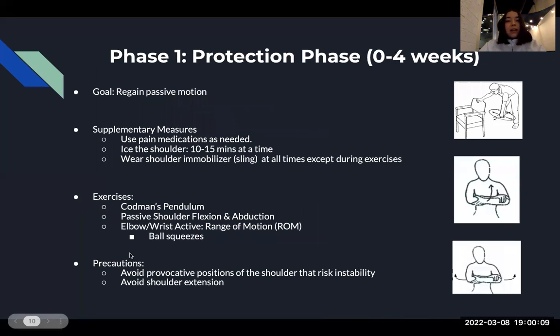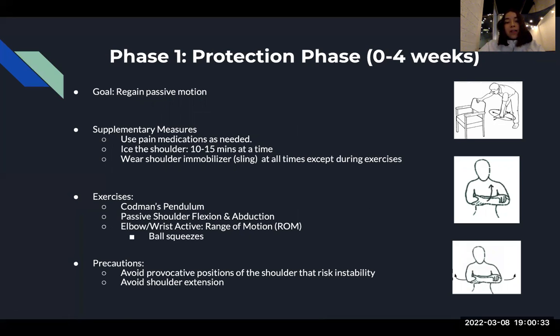So in phase 1, the main goal is to regain passive motion and eliminate pain. Supplementary measures that you can use are pain medications as needed, icing the shoulder for a maximum of 10 to 15 minutes at a time, and wearing a shoulder immobilizer at all times except during the exercises. The goal of these exercises is to reduce stiffness and some pain in the shoulder.